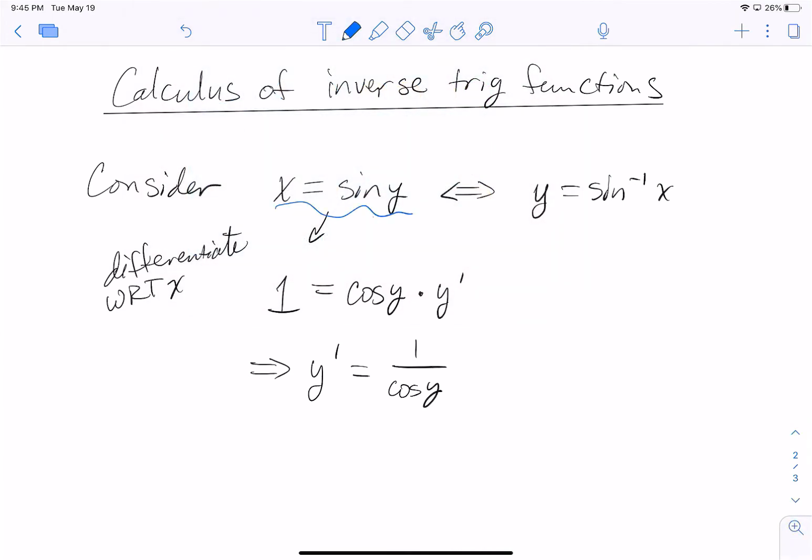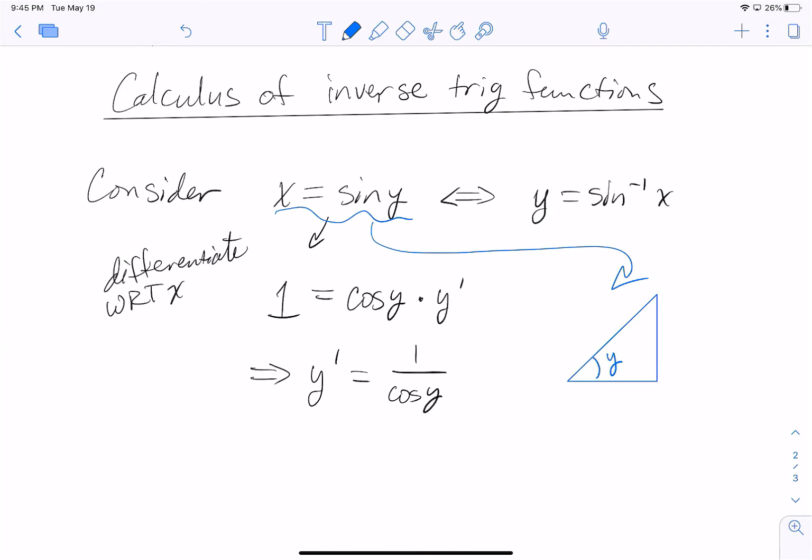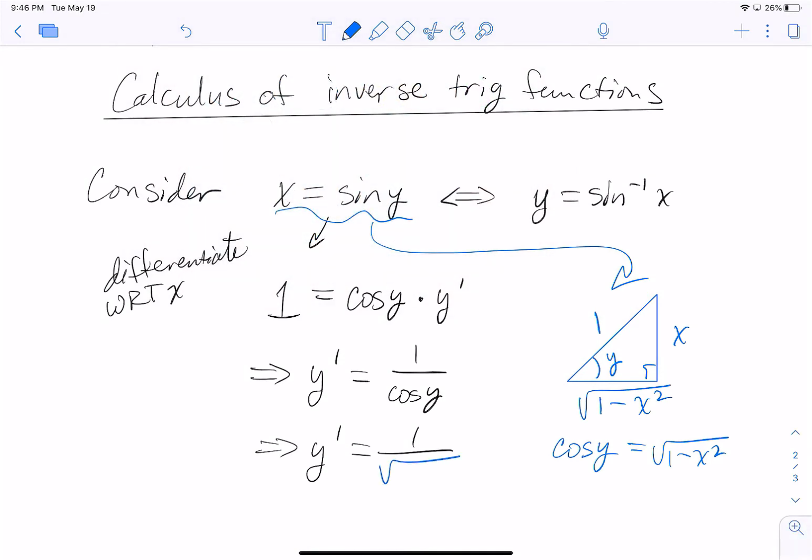If we consider a right triangle based on the equation x is equal to the sine of y, then that means that we can identify in our right triangle an angle y, and the sine should be x over 1. The third leg of this triangle by the Pythagorean theorem is going to be the square root of 1 minus x squared. As it turns out, the cosine of y for this triangle is the square root of 1 minus x squared. This means that we can replace the denominator cosine of y using an expression in terms of x. So y prime equals 1 over the square root of 1 minus x squared.